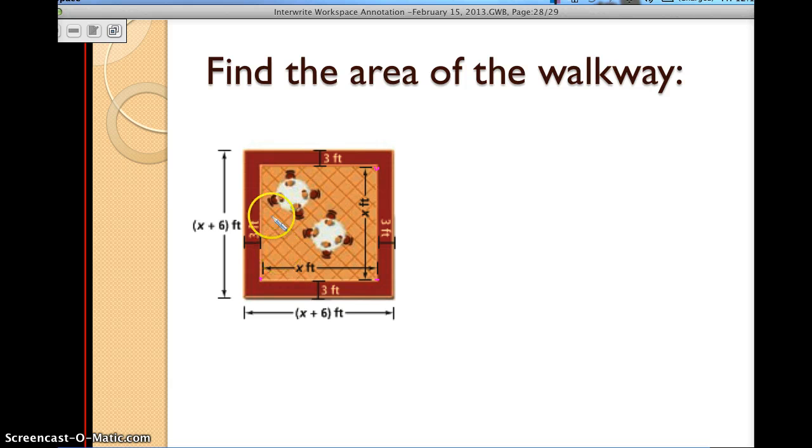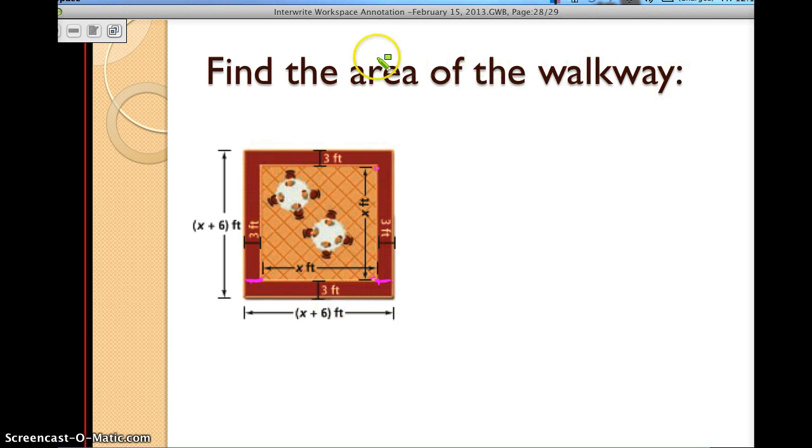The dimensions of the dining room and the walkway included are x plus 6 by x plus 6. The x plus 6, if you think about it, it makes sense because from here to here is x, and then you've got a 3-foot walkway and a 3-foot walkway, so altogether you have 3 plus x plus 3 would be x plus 6. That's where that's coming from.